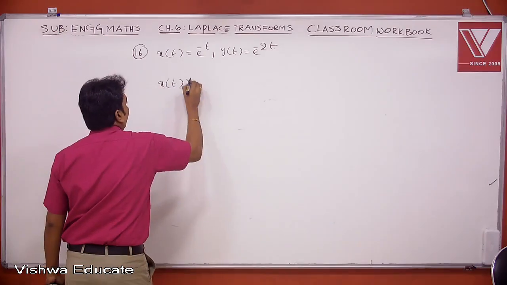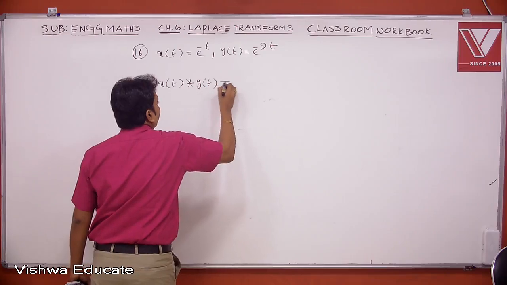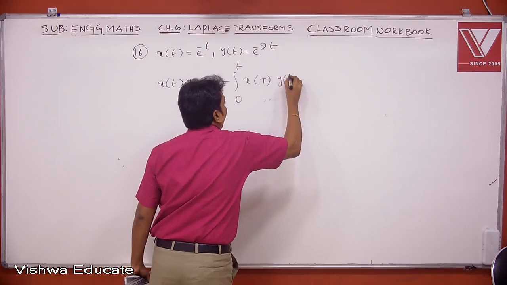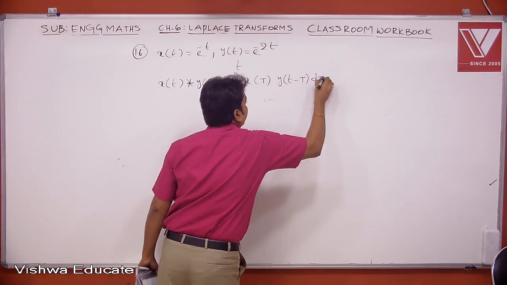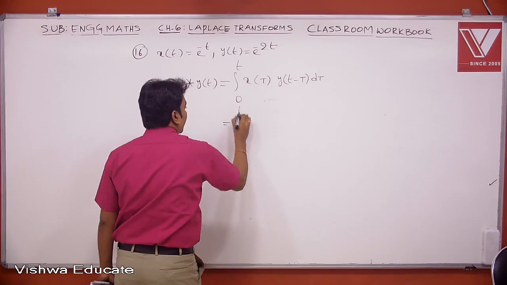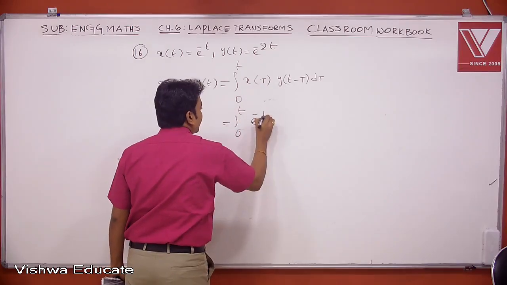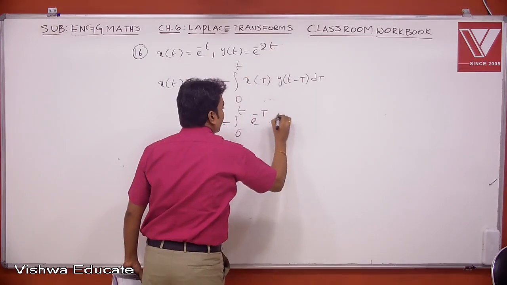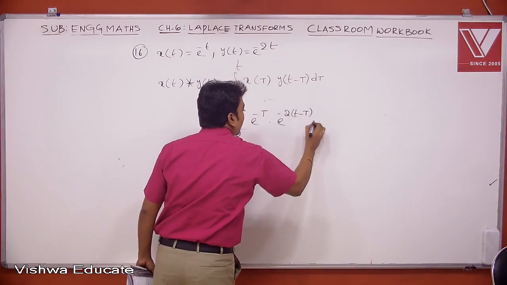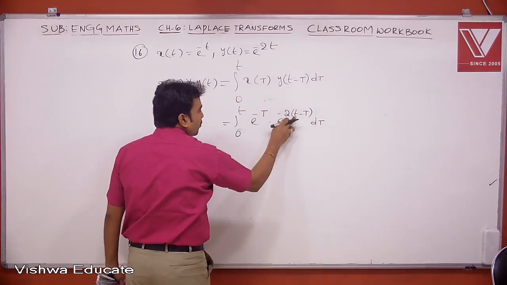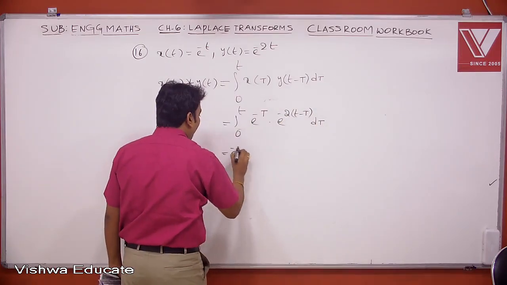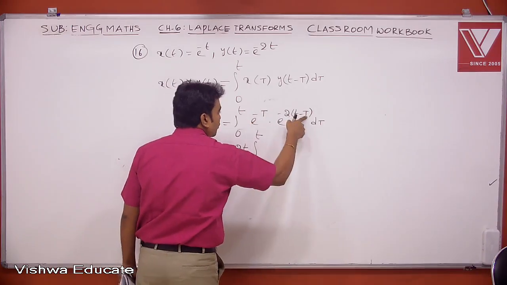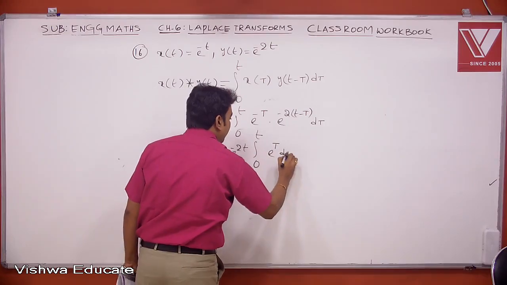So this is x of t star y of t equal to integral 0 to t of x of capital T into y of small t minus capital T dT. So therefore this is integral 0 to t, x of capital T is e power minus T. Replace t by t minus T in y. So this is e power minus 2 into t minus capital T dT. So here small t is a constant. So we can write e power minus 2t before integral into integral 0 to t of e power plus T dT.